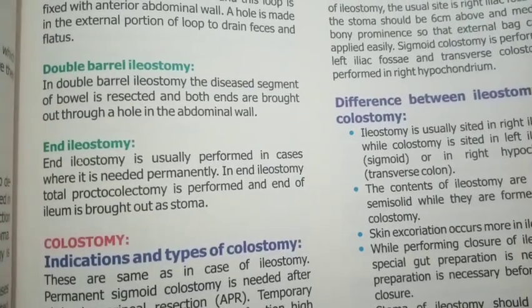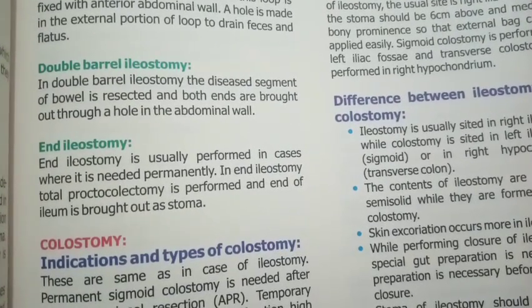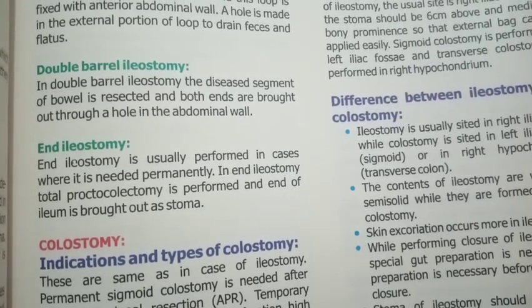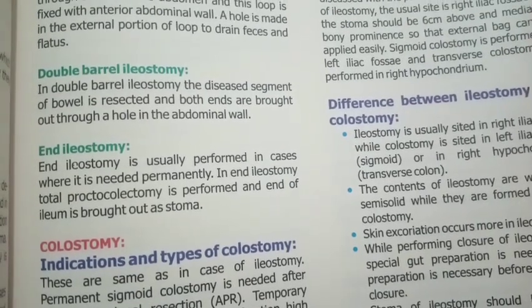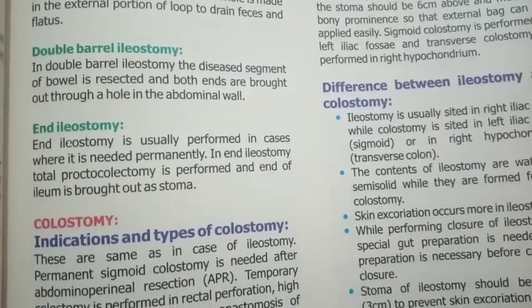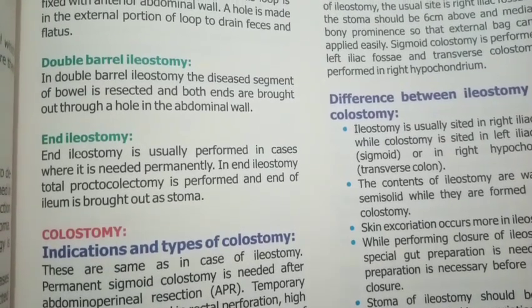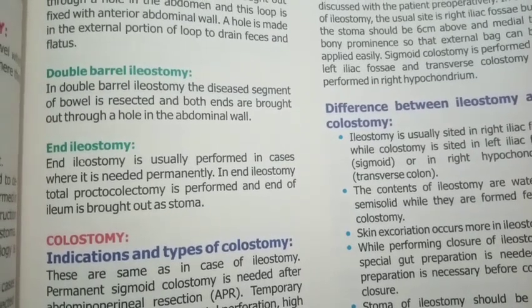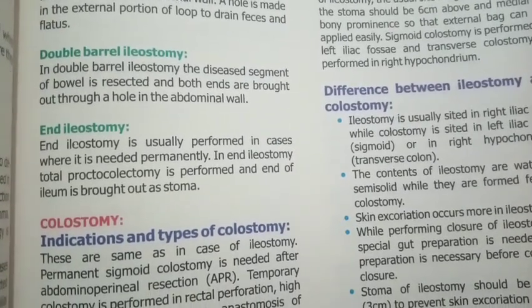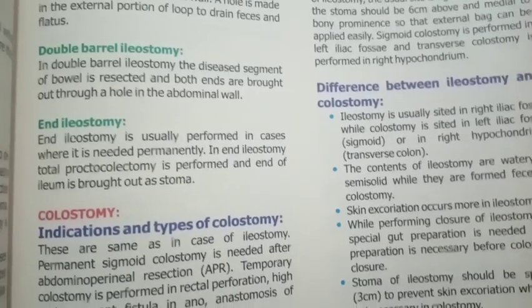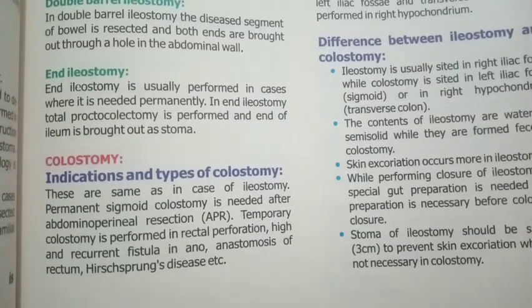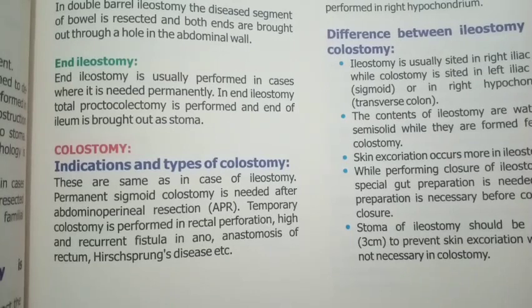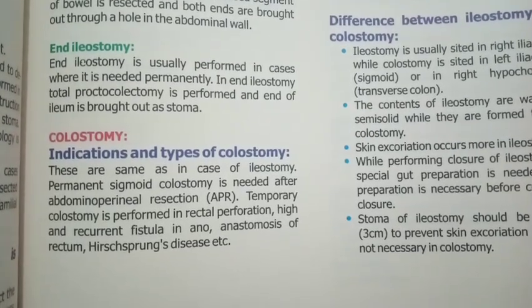In double barrel ileostomy, the diseased segment of the bowel is resected and both ends are brought out through a hole in the abdominal wall. End ileostomy. End ileostomy is usually performed in the case where it is needed permanently. In the end ileostomy, total proctocolectomy is performed and the end of the ileum is brought out as a stoma.